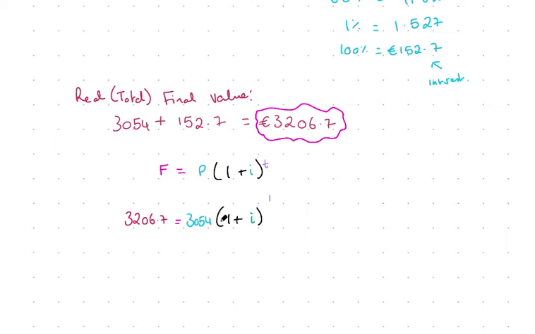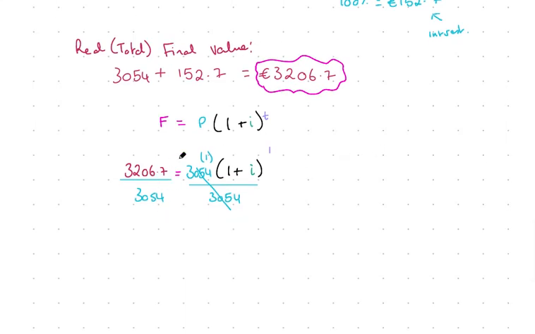Now I want to work on having I on its own. So what I'm going to need to do is get rid of this. And how do I get rid of this if it's multiplied? Well, I'm going to divide, and I'm going to divide both sides by that value. So 3054, and divide this by 3054. Remember, if you divide a number by itself, it becomes 1. So both of those are replaced by 1.